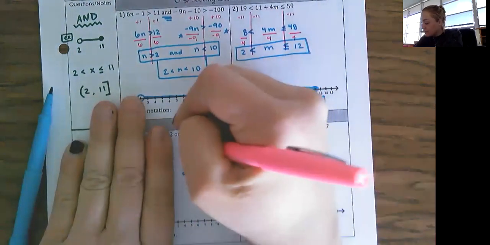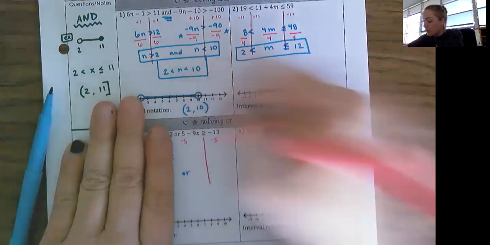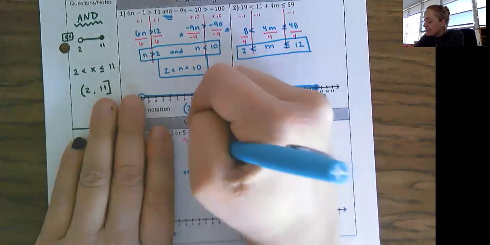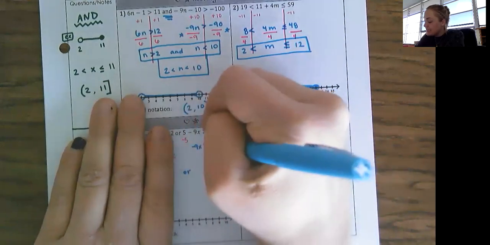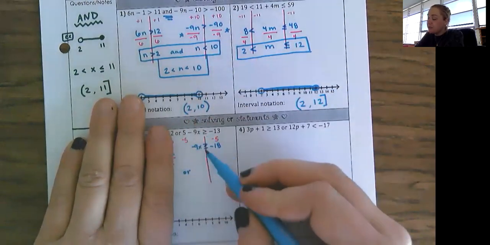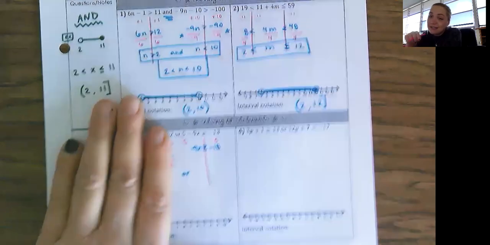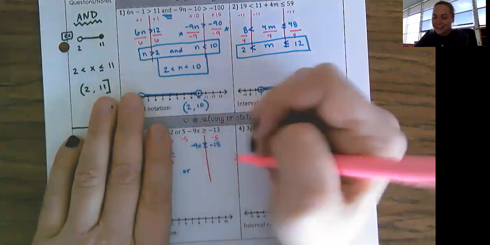I'll start by subtracting 5 on both sides of this inequality. 5 minus 5 is 0, so I have negative 9x is greater than or equal to negative 18. I kept it greater than or equal to because I didn't multiply or divide by a negative number yet. Dun, dun, dun. Just kidding, it's not that crazy.